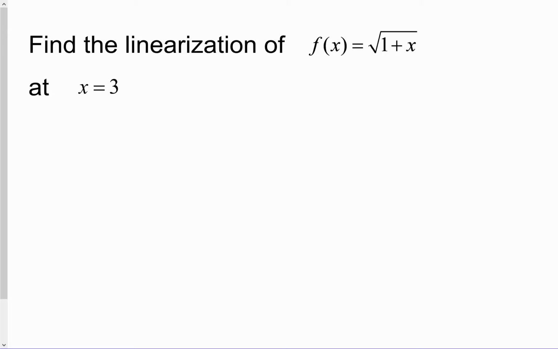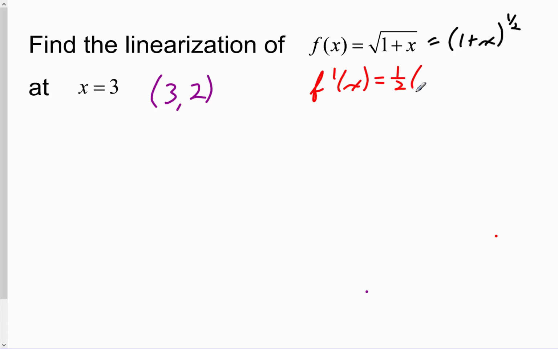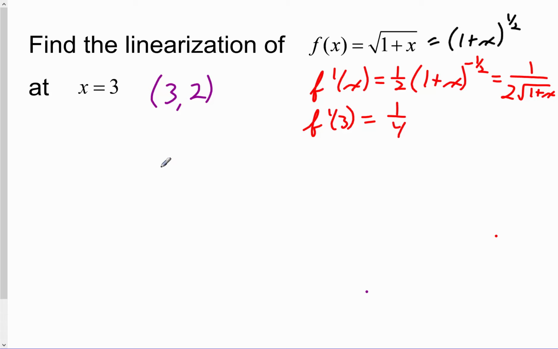Another example: if I wanted to find a linearization of f at x equals 3 when f is the square root of 1 plus x, that's the same as 1 plus x all raised to the 1/2 power. Well, I need a point, so when x is 3, plug that into f. y would be 2. For the slope, I need the derivative of f, which would be 1/2 of 1 plus x to the negative 1/2 times the derivative of the inside, which is just 1. That'd be 1 over 2 square root of 1 plus x. And then the derivative at 3 would be 1/4. So my linearization is my tangent: y minus 2 is equal to 1/4 times x minus 3.